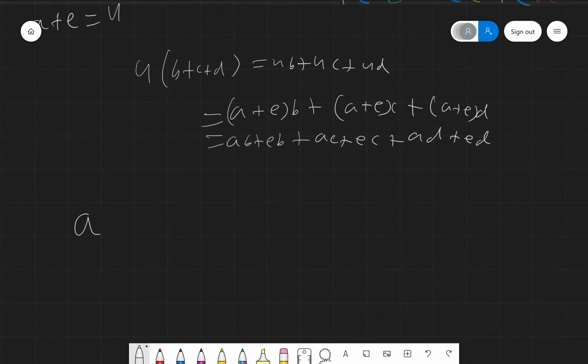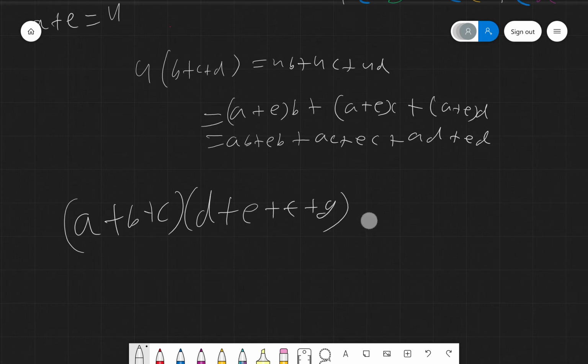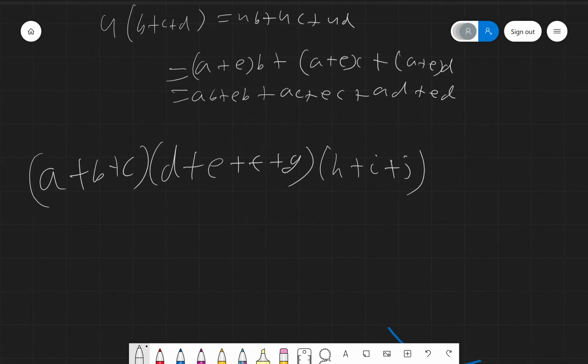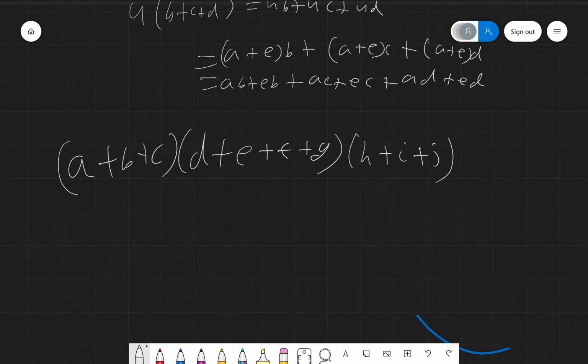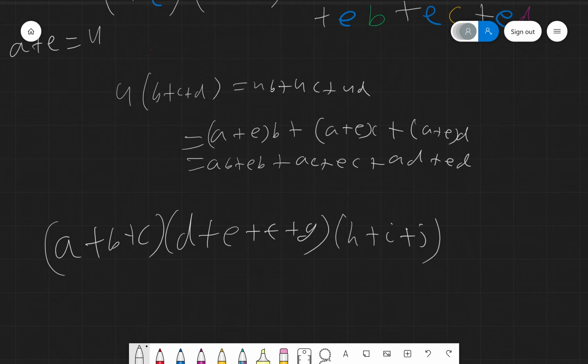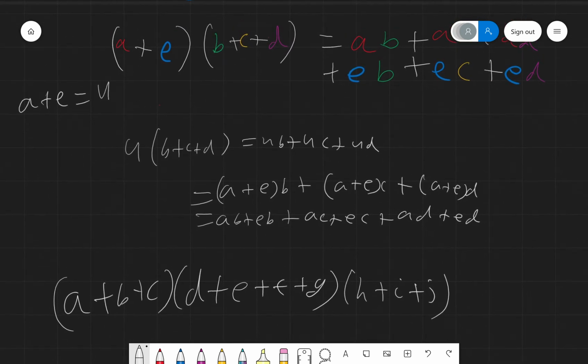So now let's say you had something like (A plus B plus C) times (D plus E plus F plus G). Now, this one might seem a little easy so far, so I'm going to make it a little harder. Times (H plus I plus J). Now it's a little harder. So how can we do this? Well, I'm not really sure about you, but that seems kind of ugly, so I'm not going to do that right now. What I am going to do is look for a pattern.